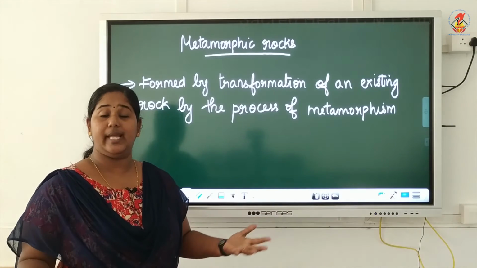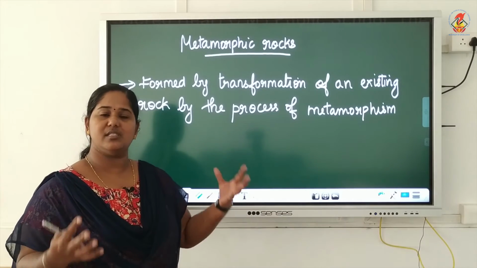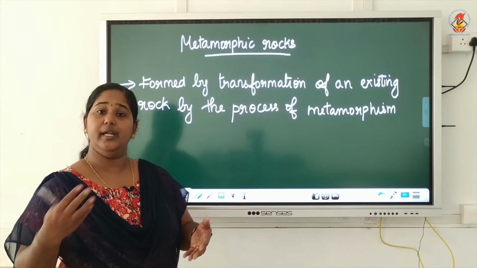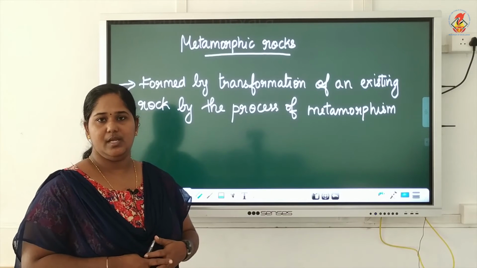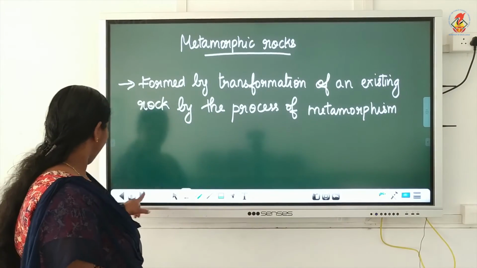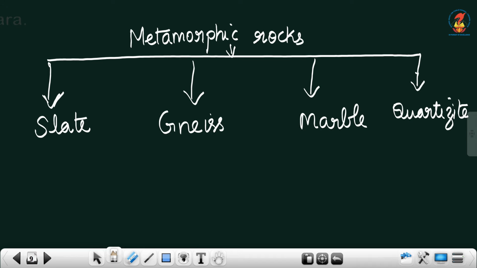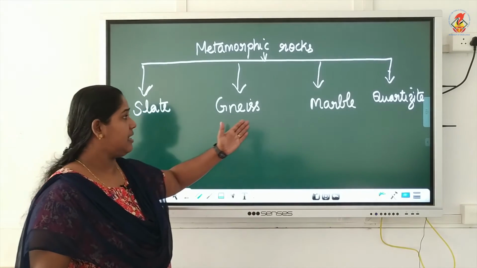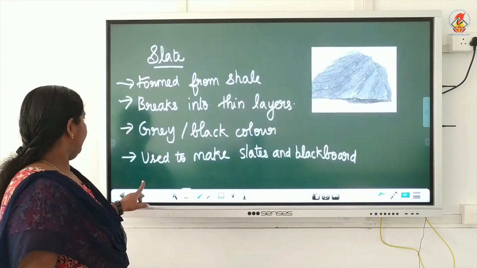So it takes a long time for this metamorphic rock to be formed. Because of the pressure, these things should solidify or undergo a change, isn't it? So it takes millions and millions of years to form. There are different types of metamorphic rocks. Let us discuss about that. Metamorphic rocks are of four types mainly: slate, gneiss, marble and quartzite. Which are they? Slate, gneiss, marble and quartzite. Let us study about them in detail.